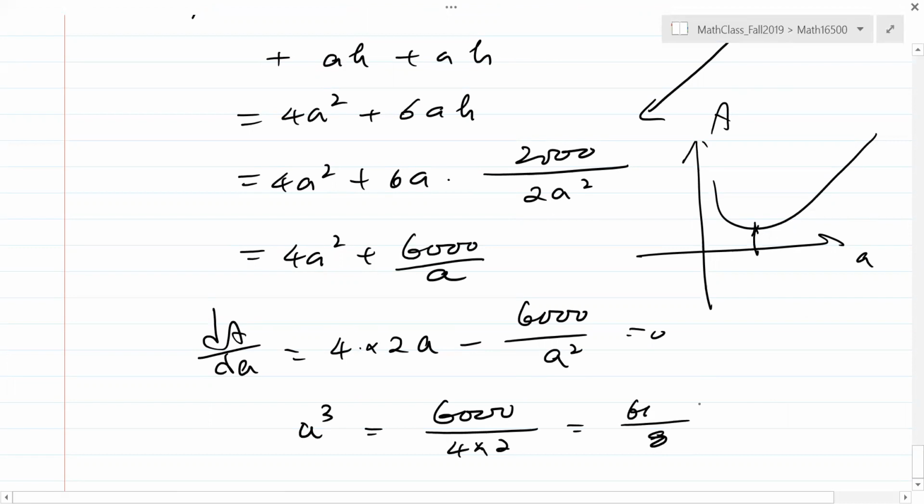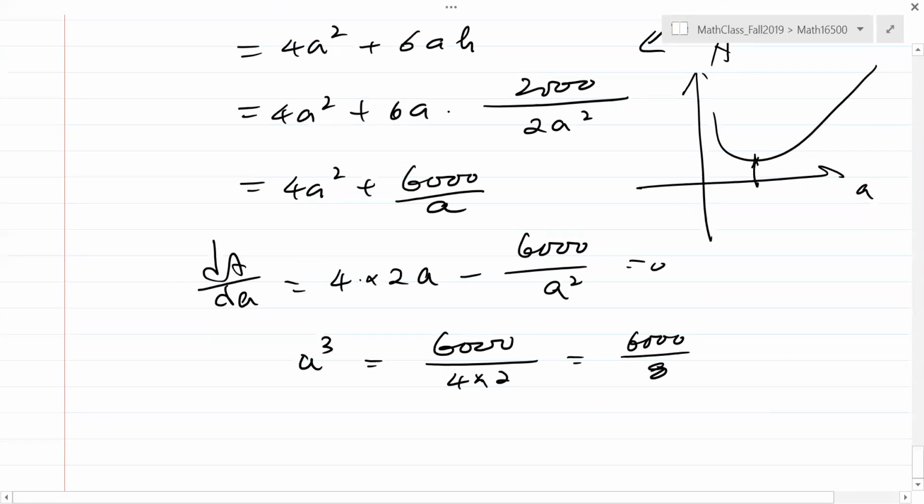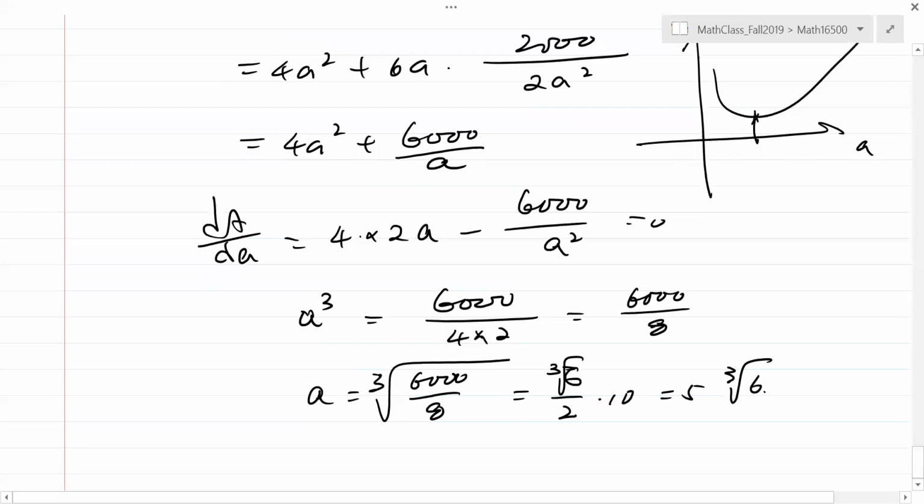The problem is that you cannot express a nicely, it's a third root of that number. I think we can simplify a little bit. The third root of 8 is 2. The third root of 6 cannot be changed. The third root of 1,000 is going to be 10. So that's why it's a 5. So you get the exact value of this. Then we solve the problem.